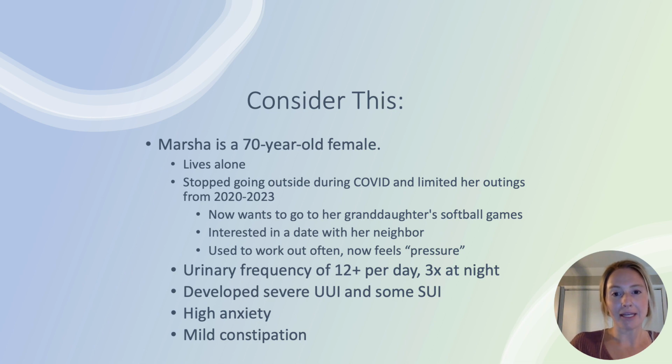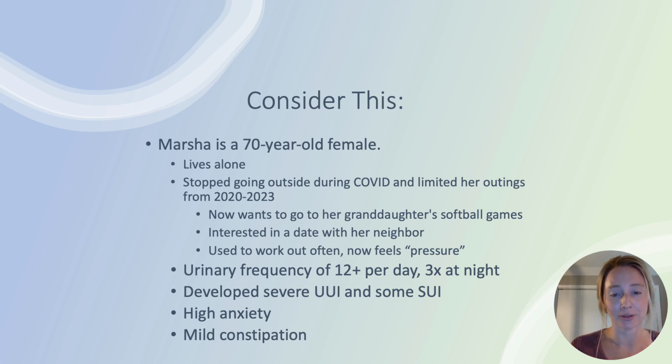So we're going to do kind of a mini case study. So this is loosely based off of one of my old clients. So a little brief snippet about her. So we'll name her Marcia for this. So Marcia is a 70-year-old female. She lives alone. She stopped going outside during COVID and really has limited her outings outside of her home since 2020. So she's really kind of become a hermit, orders everything online, has limited social interaction.